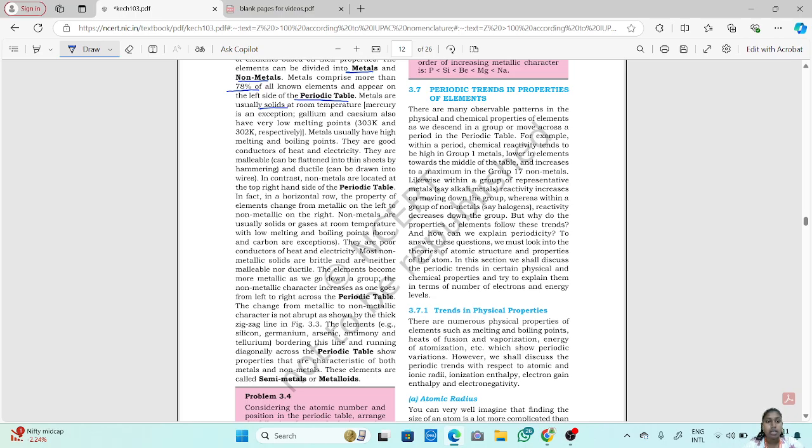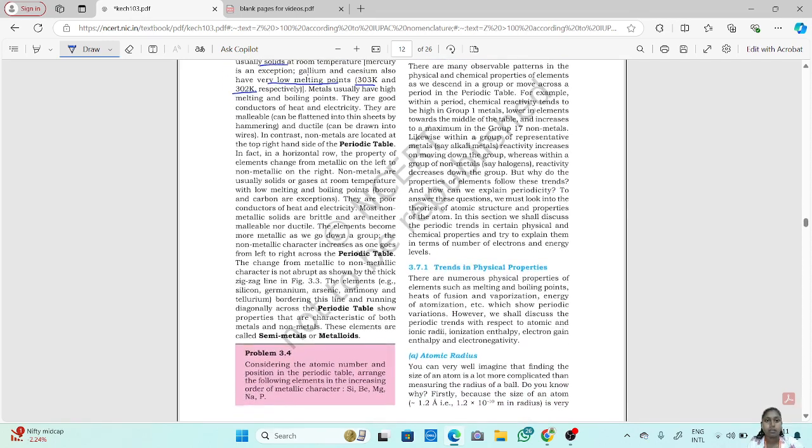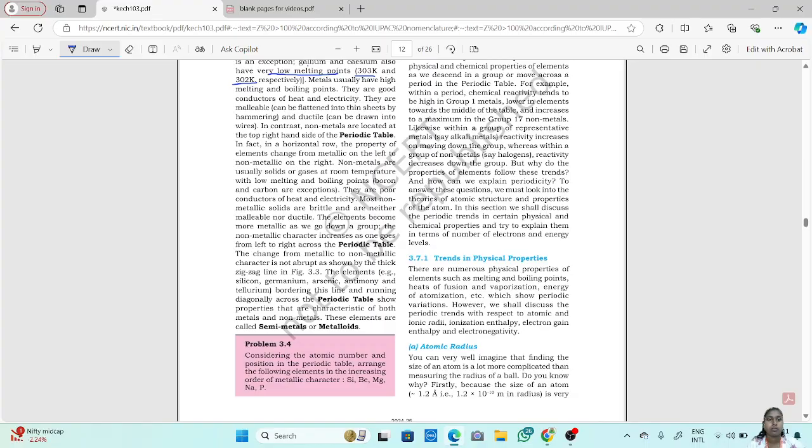Gallium and cesium have a very low melting point. So the exceptions are mercury, gallium and cesium, which show very low melting points, that is 303K and 302K respectively. So metals usually have high melting and boiling points. Now, they are good conductors of heat and electricity.